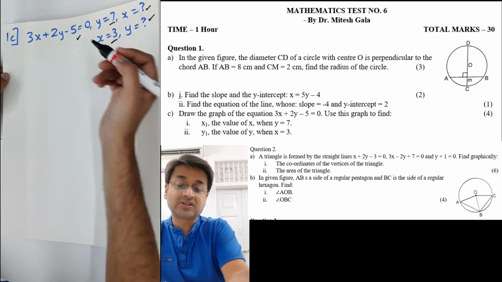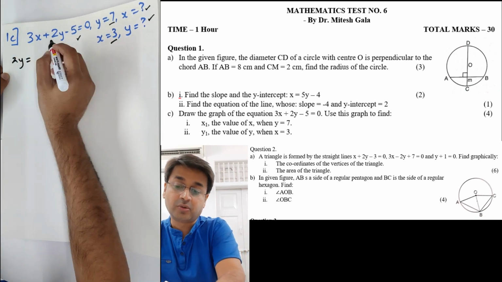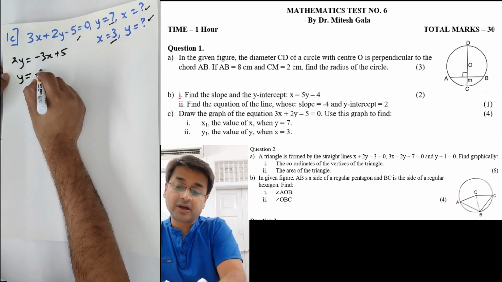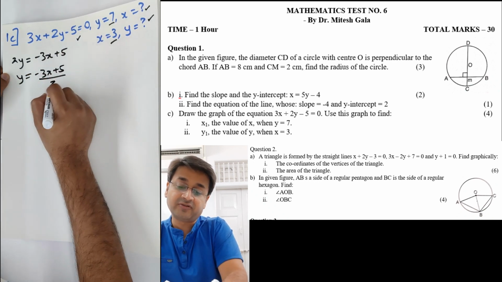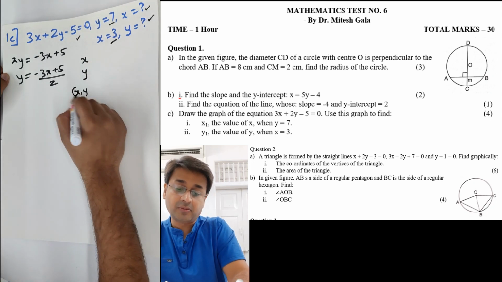Okay, so make x or y any one of them as the subject. I'm making y as the subject, so 2y, pushing 3x to the other side, so negative, and plus 5. So y is equal to negative 3x plus 5 by 2. So now my table: x, y and x comma y.